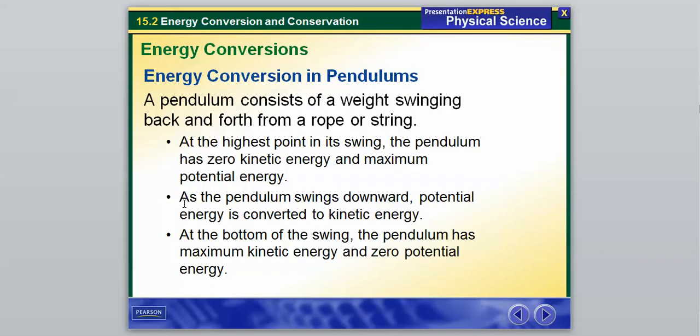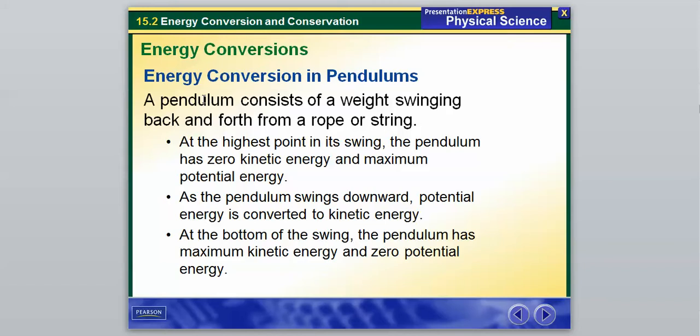Another one is a pendulum. And we might try to find a cool example to do with this in class a little bit later on. But a pendulum consists of a weight swinging back and forth from a rope or a string. And we'll see an example of one, but I'm sure you guys have all seen a pendulum at some point in your life. And at the highest point in its swing, the pendulum has zero kinetic energy and maximum potential energy. So when it's swinging all the way over to the left as far as it can go, it has maximum potential and no kinetic.